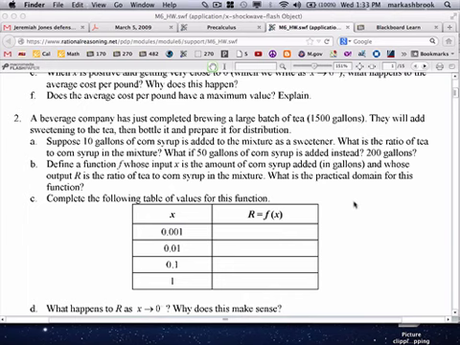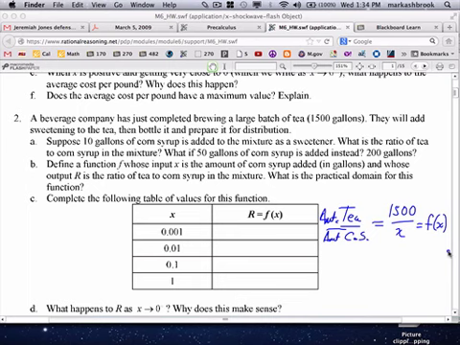The idea with 2 is the ratio of the amount of T to the amount of water, or no, corn syrup. So the amount of T is always 1500, and the amount of corn syrup changes. We're putting different amounts of corn syrup in, and so that ends up being our input variable. So that function, which outputs the ratio of T to corn syrup, the rule is 1500 over X.